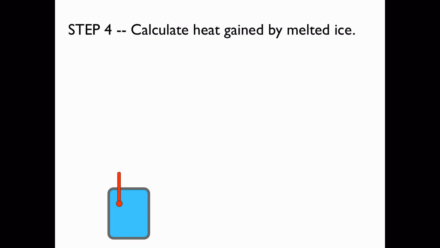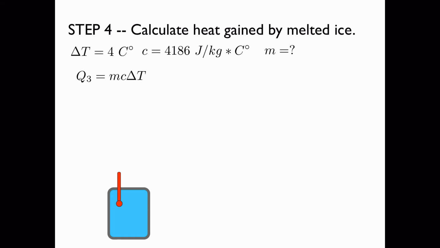Now we'll calculate the heat gained by the melted ice. We have to treat this separately because the specific heat of water is different than it is of ice. So the melted ice goes from 0 degrees to 4 degrees, which is the final temperature of all the water. We have the heat capacity of water, and we don't yet know the mass. So we find that the heat needed to increase the melted ice to its final temperature is given by this expression.